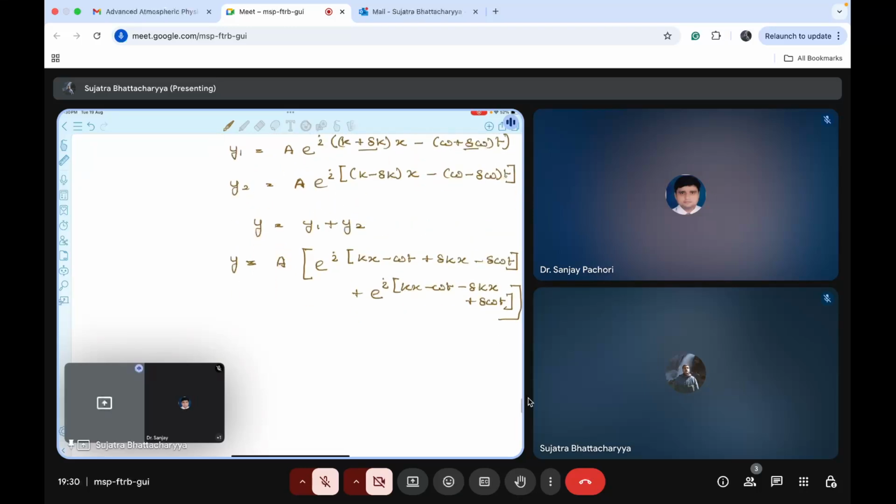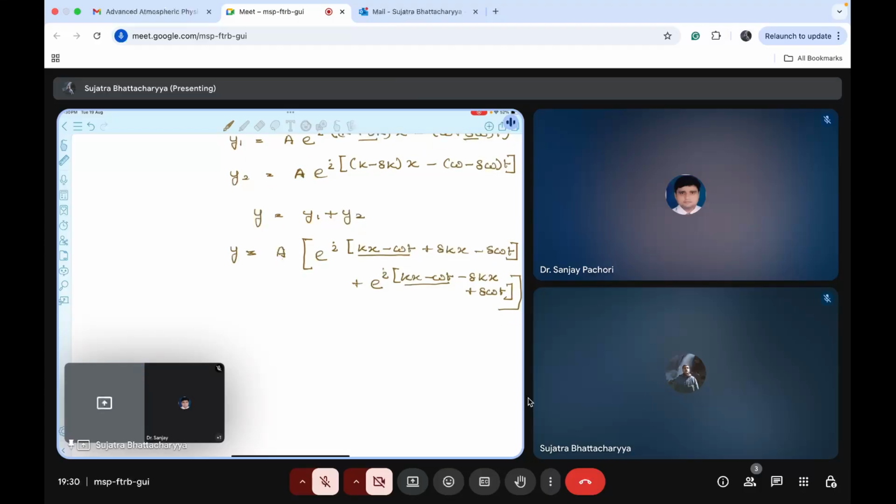Now, out of this, can we take something common? See, this kx minus omega t appears in both. So we can write a e to the power iota (kx minus omega t) as common, and you have e to the power iota (delta k x minus delta omega t) plus e to the power minus iota (delta k x minus delta omega t).